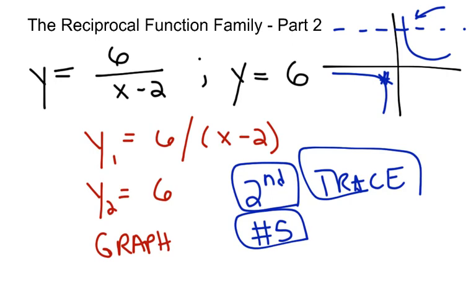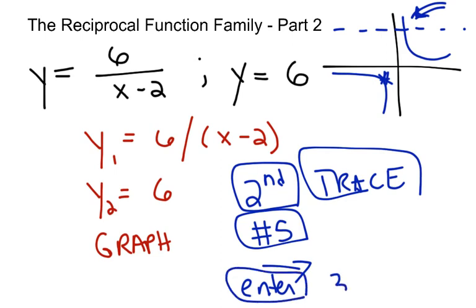All you have to do is keep pressing the right arrow button until you see the cursor pop up on the branch over here. Once it pops up on the branch on the right hand side, then all you have to do is hit enter 3 times. And the point of intersection will pop up at the bottom of the screen. It should tell you 2.98 approximately, correctly rounded, 6.13.